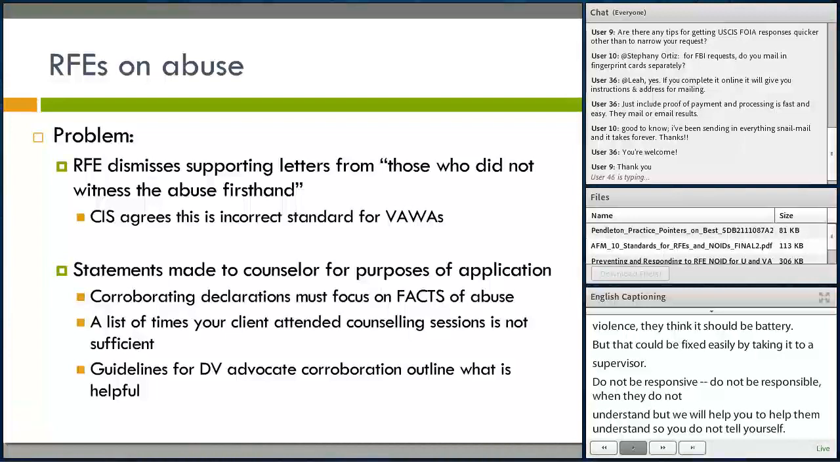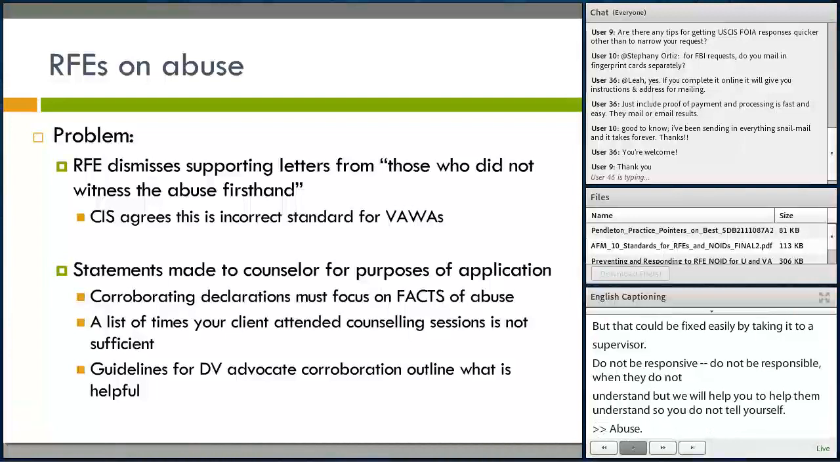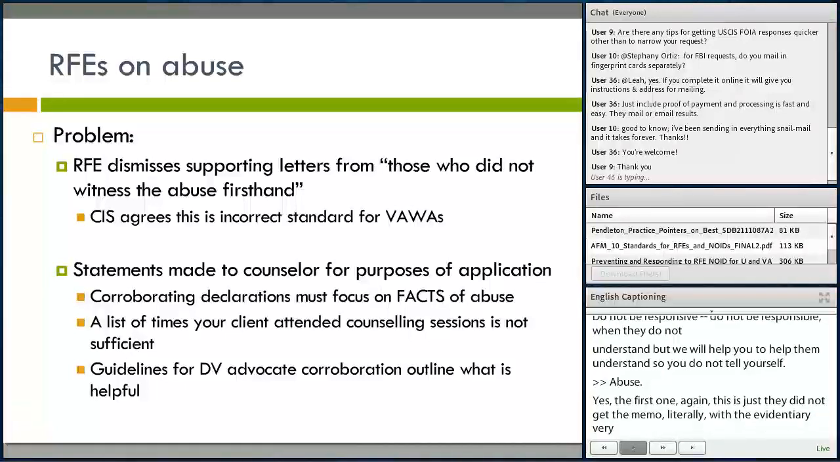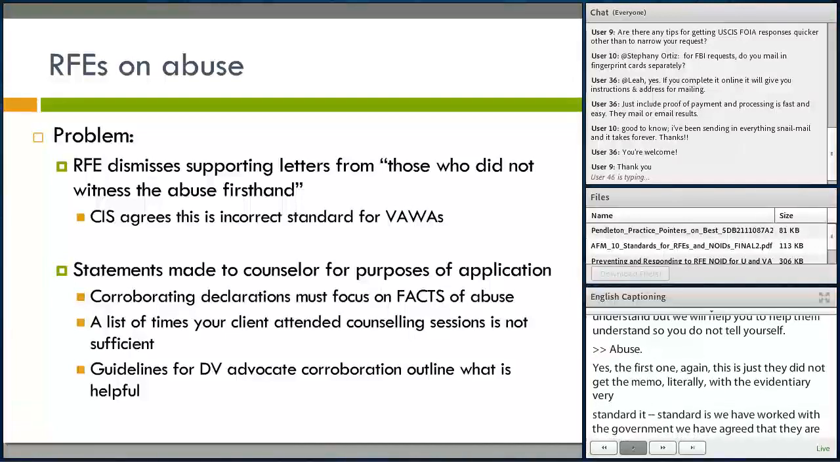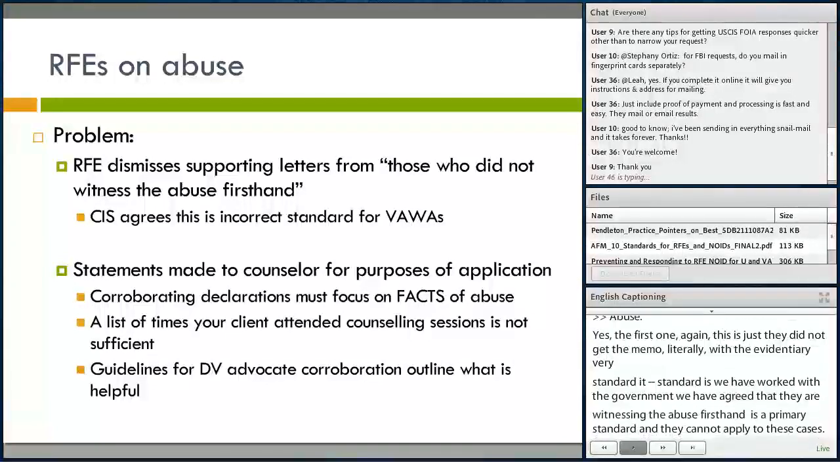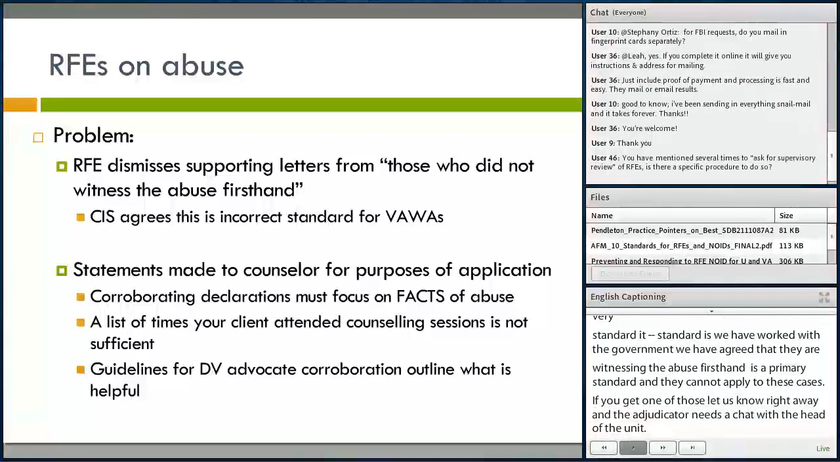Did I cover this? Oh, here's the abuse. Yes, thank you. So this first one, again, they didn't get the memo, literally, on what the evidentiary standard is for corroborating declarations in VAWA and U visas. Very early on, and over and over again over the years that we've worked with the government, they have agreed that witnessing the abuse firsthand is a primary evidence standard and that they can't apply that to these cases. So if you get one of those, let us know right away. That adjudicator needs a chat with the head of the unit.